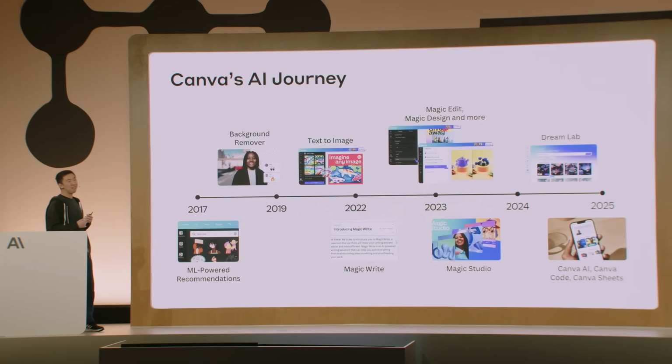With diffusion models and the Gen AI wave, we launched text-to-image, Magic Write, Magic Edit, Magic Design, and so much more as part of Canva's Magic Studio, which is a collection of integrated and native AI features that help you with just about every step of design. And actually, just a month ago in LA, we had Canva Create, and we had some very exciting launches. We launched Canva AI, we launched Canva Sheet, and of course, Canva Code, which I'm here to talk about.